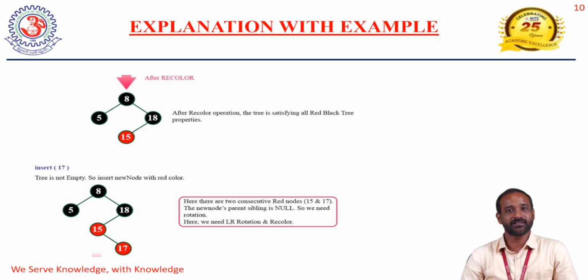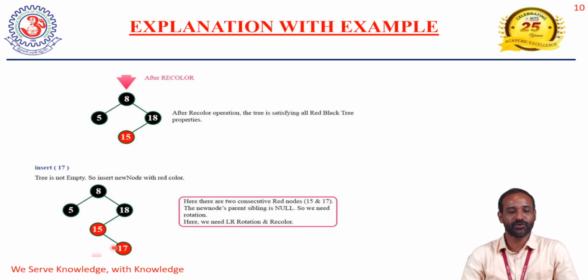So we check with the parent. The new node is 17, and the new node's parent is 15, both red color. The new node's parent sibling is null. So we need to perform some rotation here. Which rotation is this? We have to consider which rotation this is.